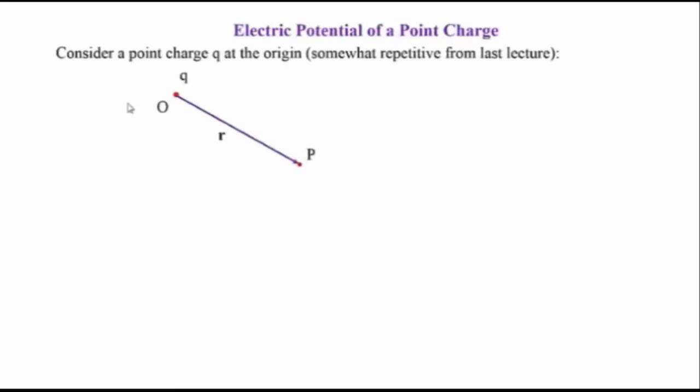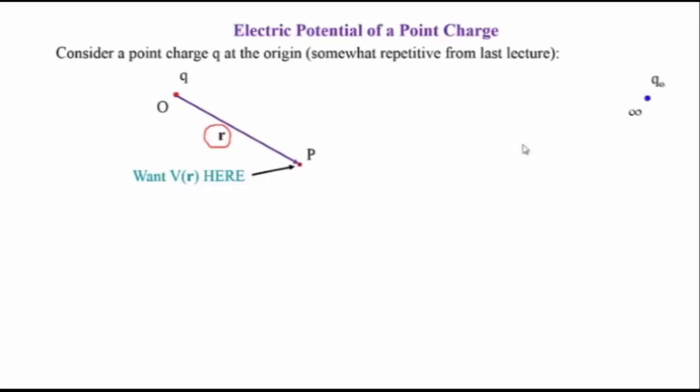Let's suppose we have a point charge Q at the origin right here, and we're interested in the electric potential at a point P. So we'll define that in terms of the position vector R. Okay, so this is somewhat repetitive because we talked about potential energy in these terms. Let's continue here. We want the potential at this point right here defined by the vector R.